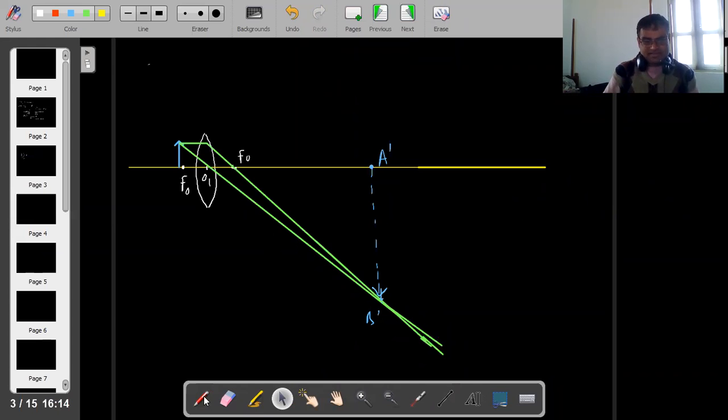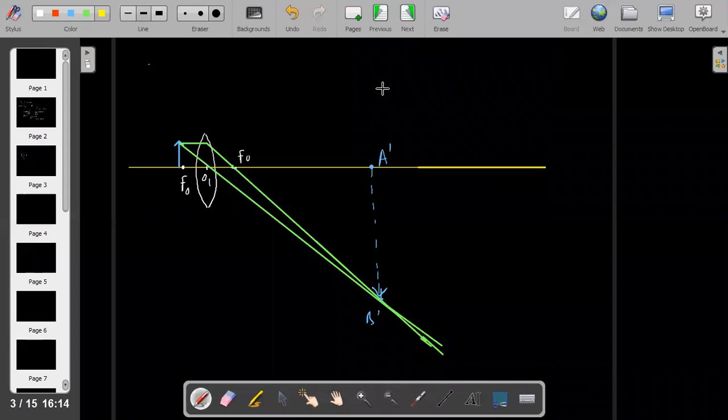You have to draw a big lens here. Understand this? The lens is very big. Big lens you have to draw like this.